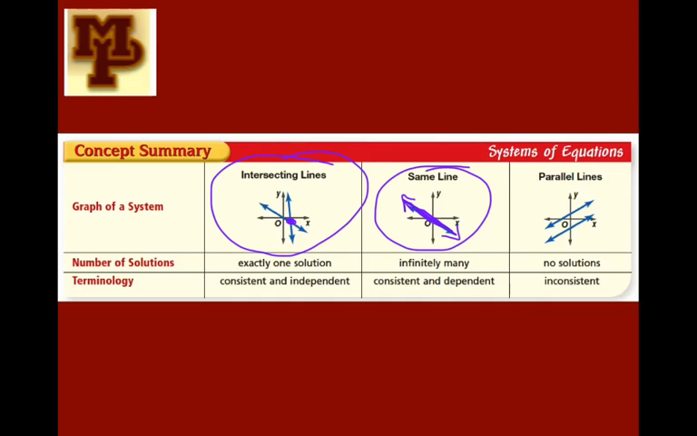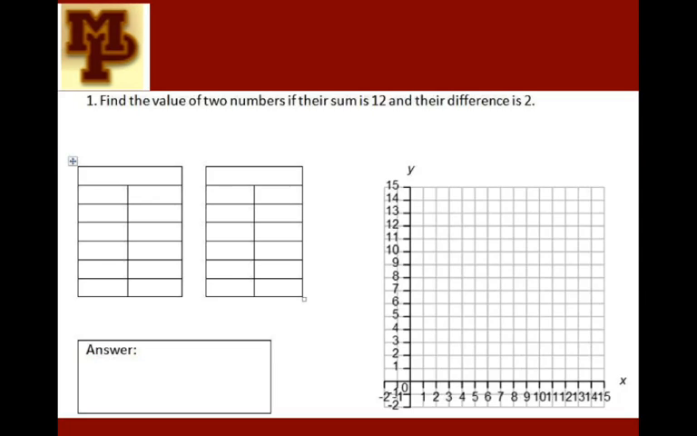The third thing that can happen is when you graph two lines, if they have the same exact slope but a different y-intercept, they would be parallel lines, and they would never cross, and so then we would have no solution to the system. Okay, those are the three possibilities. Alright, let's look at an example.